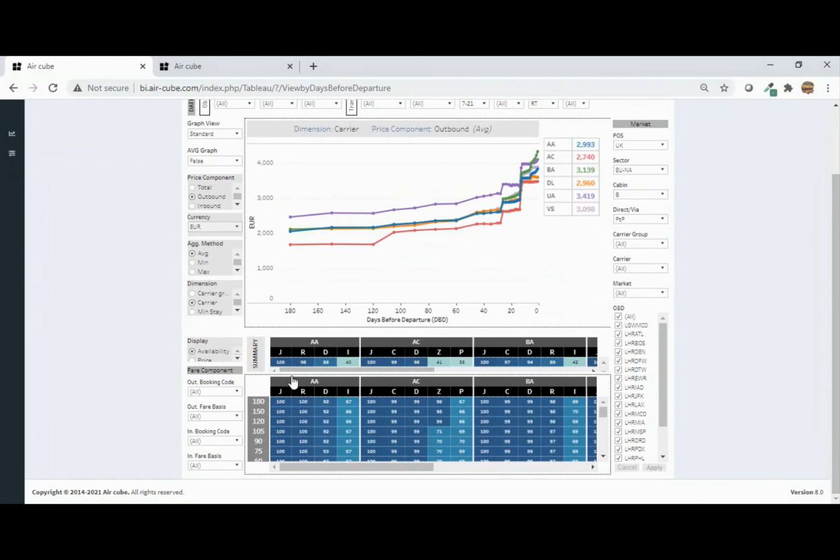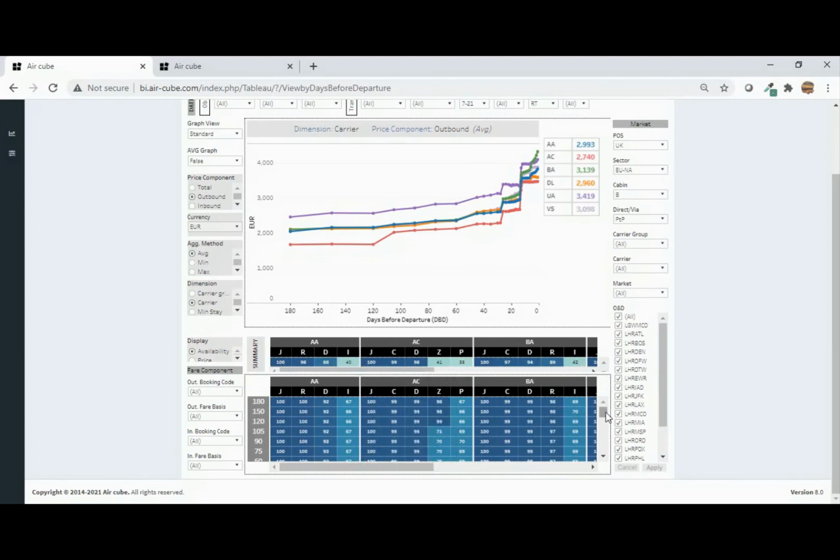For a deeper look into the data, you can look at the table here below the graph. Here, the data is divided up into each booking class. So currently what we're looking at is the availability per booking class for each of these airlines. For example, here for American Airlines in the business cabin, we have the Juliet, Romeo, Delta, and India booking classes. And what this summary here is telling you is that the Juliet class is available 100% of the time, Romeo 98% of the time, down to the India class, which was only available when observed 40% of the time.